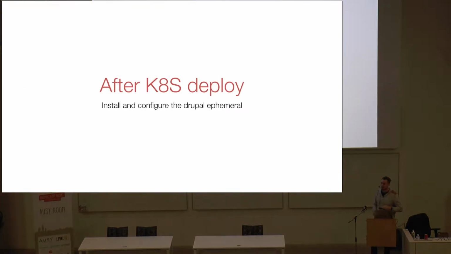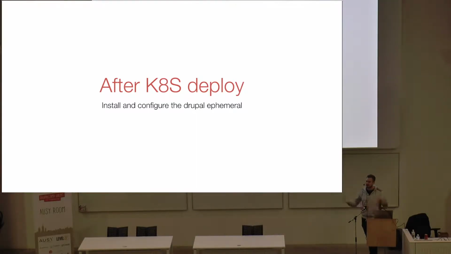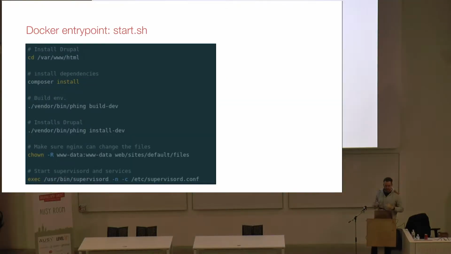But of course, now the code is deployed. We want this site to be fully installed and fully available. So we install and configure it. We want to install and configure the Drupal ephemeral. What we started was, when we created our Docker image, we started with the start.sh entry point. This will run a composer install, which will install all the dev dependencies. And I've been using Phing to build my environment and to install this environment.